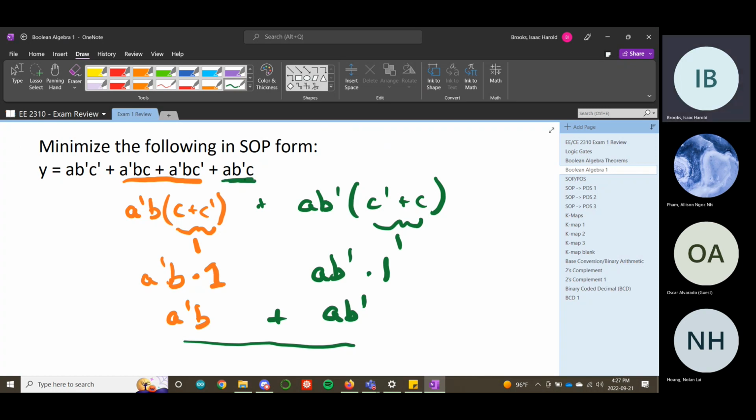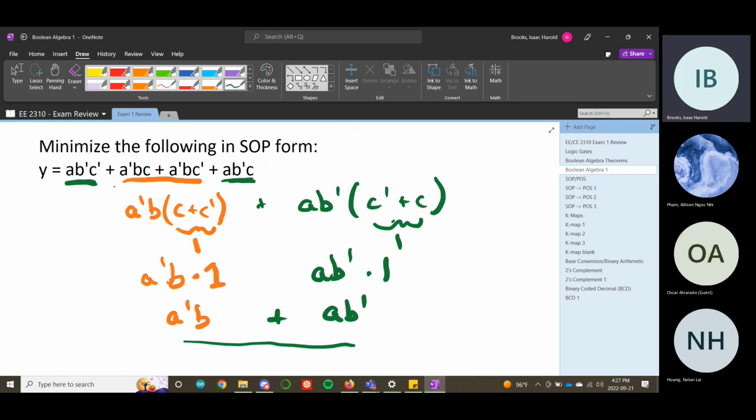Sorry, I noticed these two both have A B naught. The only difference is C naught and C. So I factored out the A B naught from both of them, and I was left with C naught or C.